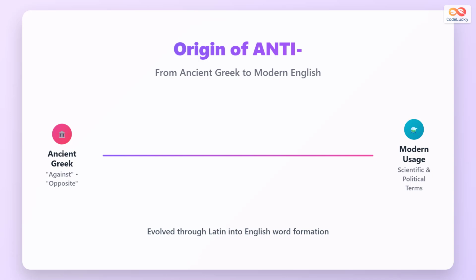Anti-dash comes from ancient Greek, where it meant against or opposite. The Greeks used it to describe opposition or reversal. Through Latin, this Greek prefix entered English. Today we use it for both everyday words and scientific terms.